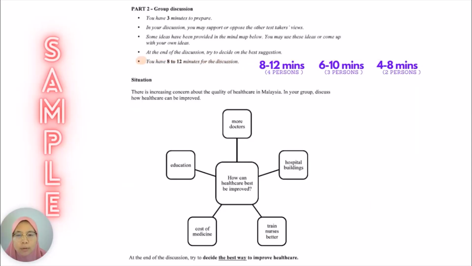Here's the question paper for part 2. In this part, we can either support or oppose others' views. Under the heading Situation, we can see the theme is still on health. But now we're looking at health in a bigger picture. We're looking at health as a community or national issue. In the mind map below, you'll be given some ideas for the discussion. You can use these ideas, or if you have your own, you can always use yours. Remember, your goal is to decide which is the best suggestion.